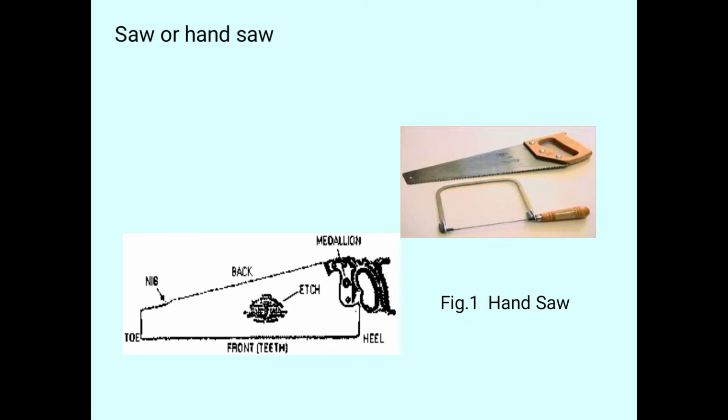So we can observe the figure. There are different parts: toe, heel, back, nib. And there is also a handle here. It is not mentioned in the figure, but here we are using a wooden handle. This type of saw is known as a hand saw.